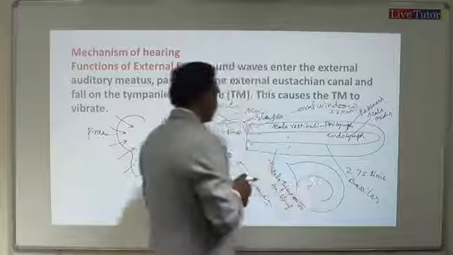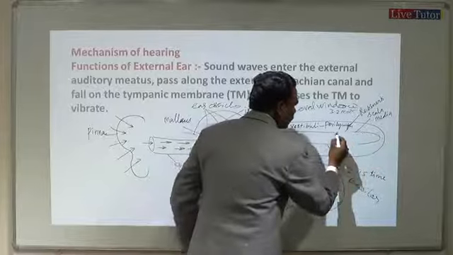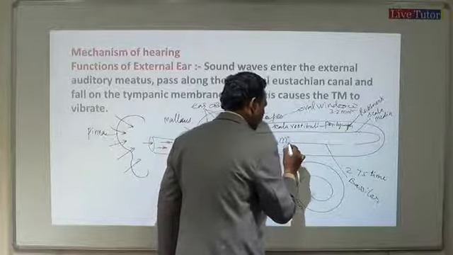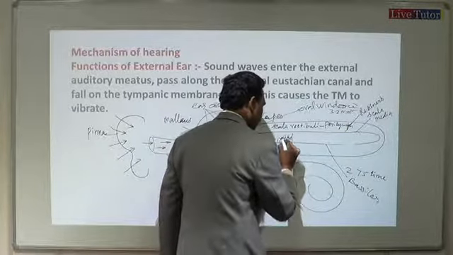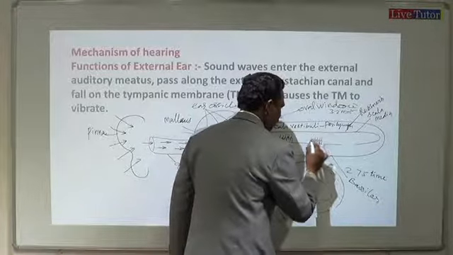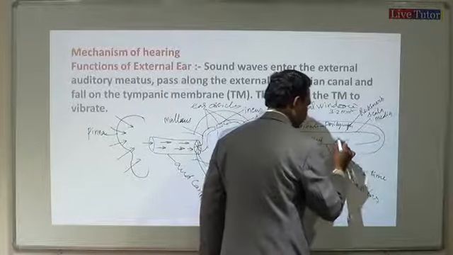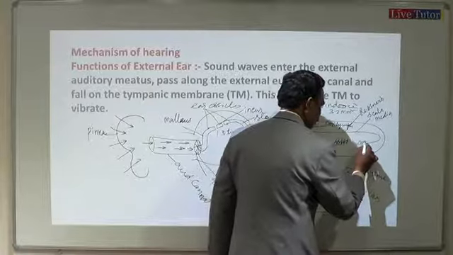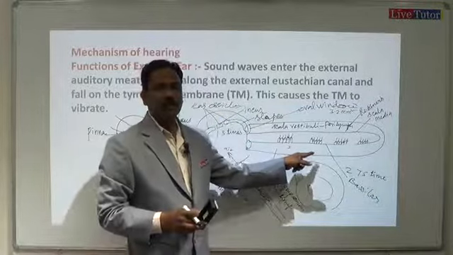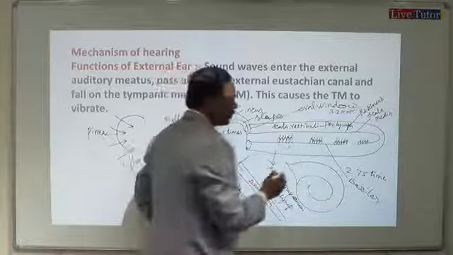Then the basilar membrane consists of a group of sensory cells. The basilar membrane consists of what? A group of sensory hair cells. These sensory hair cells are called the organ of Corti. There are 4 rows of sensory cells, and these 4 rows of sensory cells are called the organ of Corti.